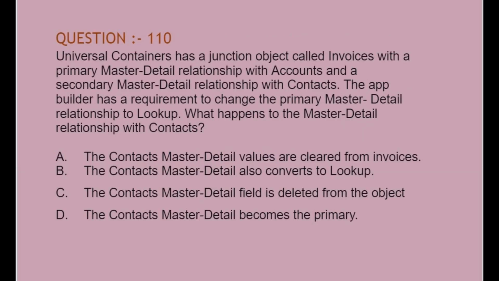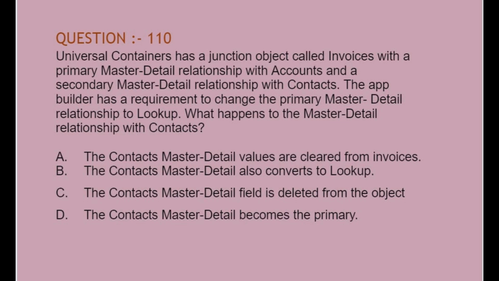Question is Universal Containers has a junction object called invoices with a primary master detail relationship with accounts and a secondary master detail relationship with contacts. The app builder has a requirement to change the primary master detail relationship to lookup. What happens to the master detail relationship with contacts?